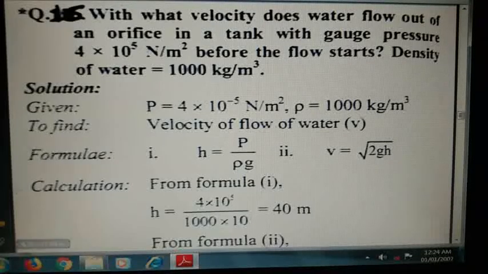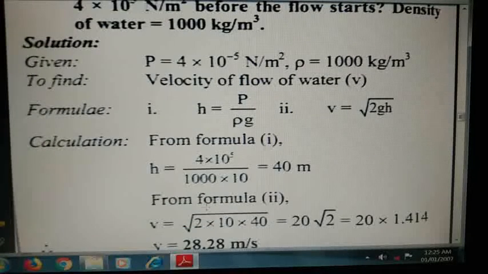Formula is H equal to P upon rho G, and second formula we have to know is V equal to under root 2 GH. So first we calculate from the first formula H equal to P upon rho G. So therefore we get H equal to value of P, 4 into 10 to the power 5 divided by 1000 into 10. When we solve this, we get 40.